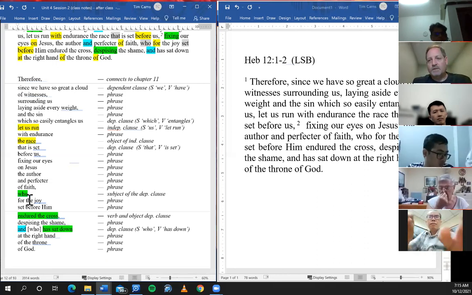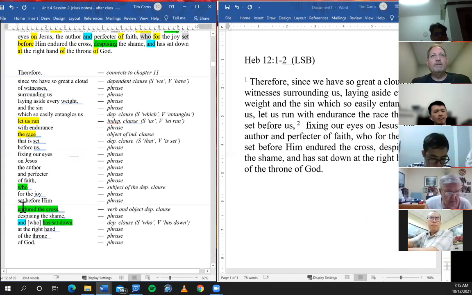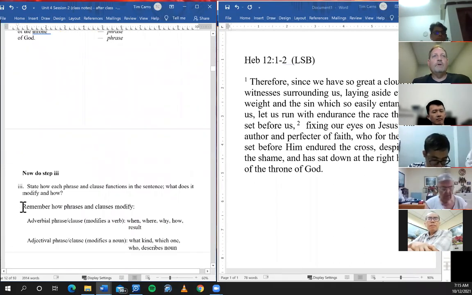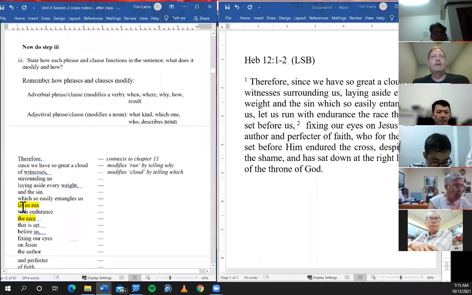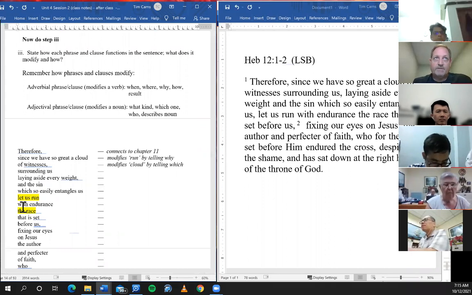So in English, it's not as clear, but that's what we're looking at as the English text right now. So we've done this step. Again, we finished that last week when we gathered. So now I want us to move on to the third step, which is, at this point, now we've identified the phrases and clauses. Now we want to ask ourselves, how are they functioning? How are they working in the passage?